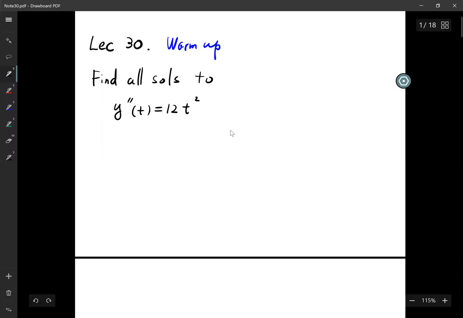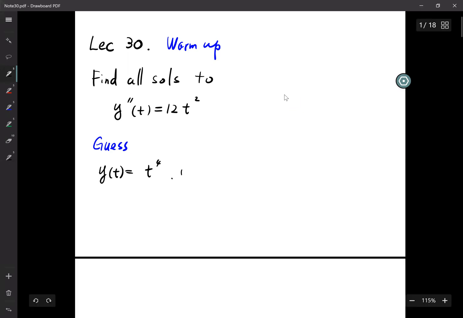Okay, so let's see. First, let me say that I can make some guess. How do I guess that? I have a function whose second order derivative is a quadratic polynomial, and therefore probably I can try a quartic polynomial. Let's say y(t) equals, say, t to the fourth.